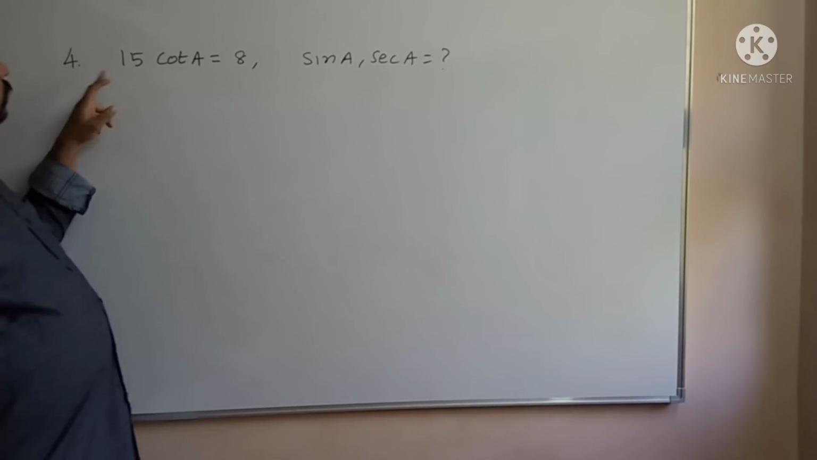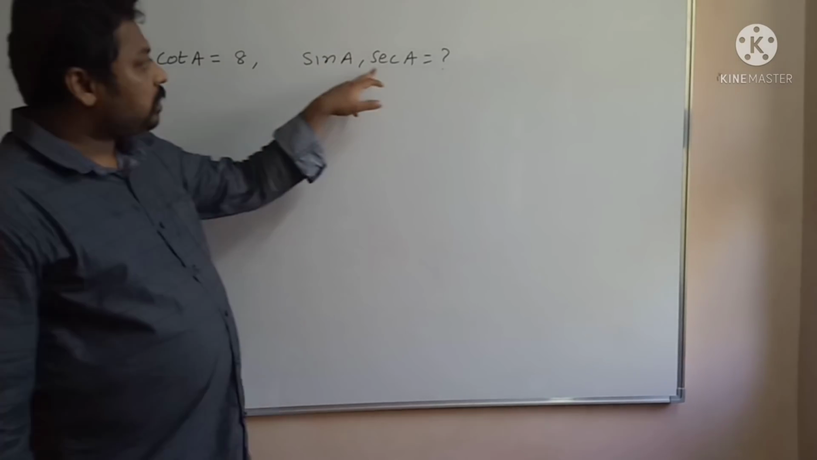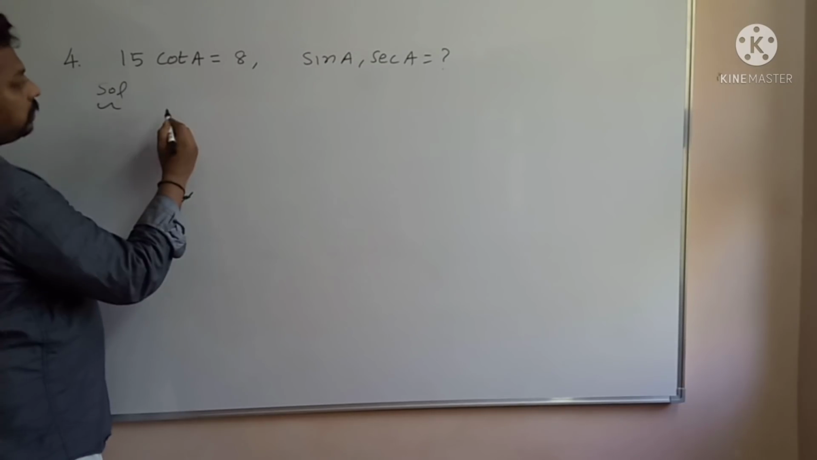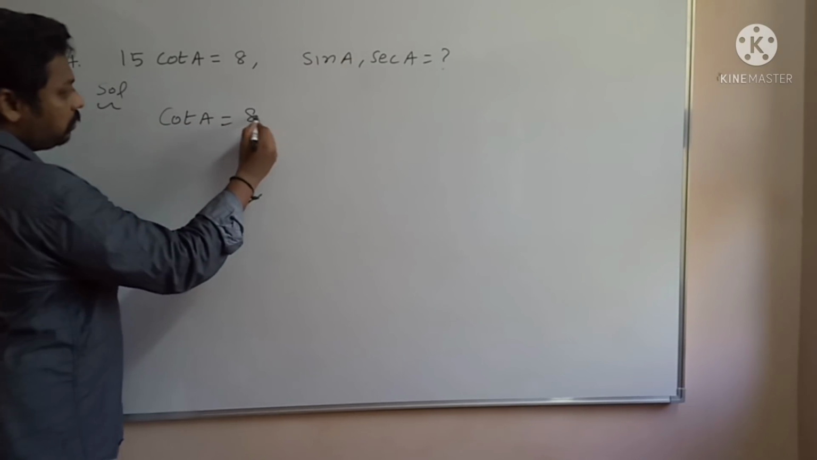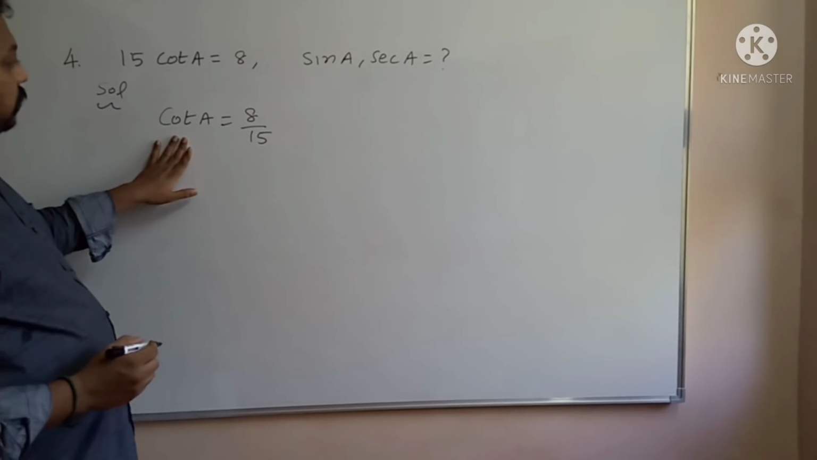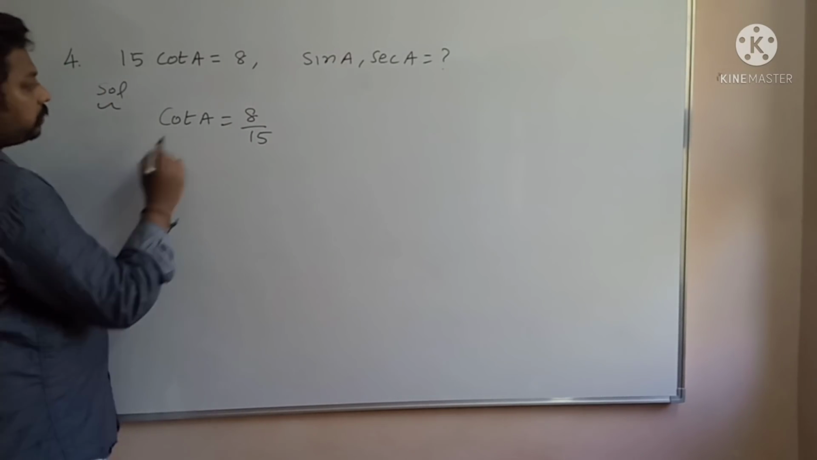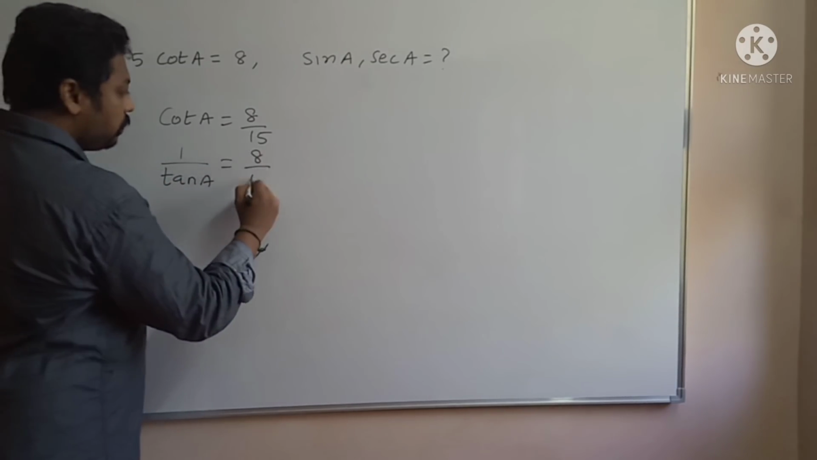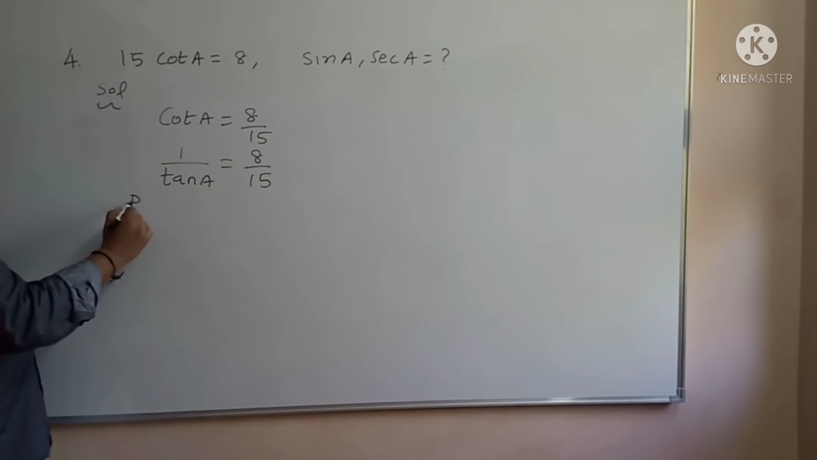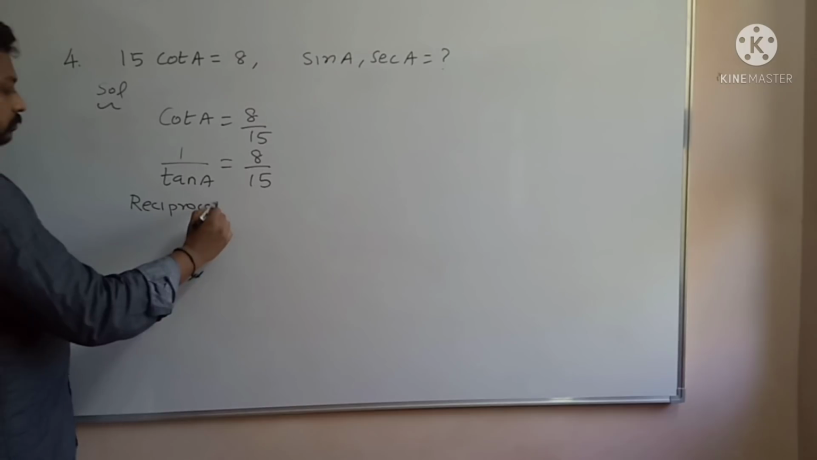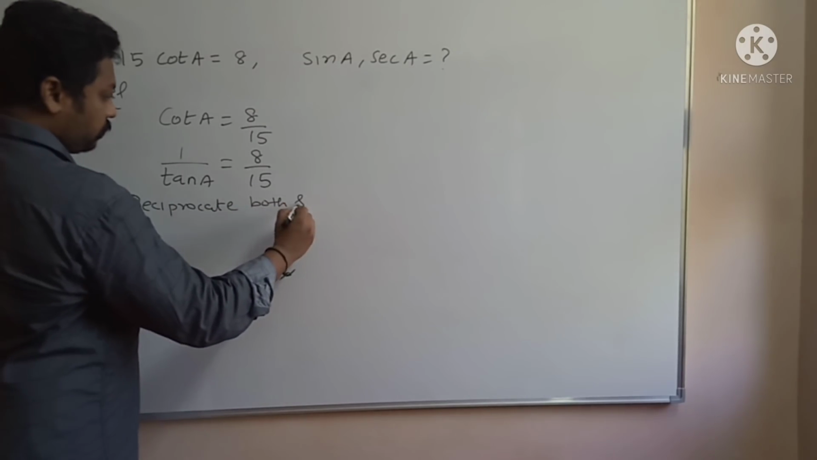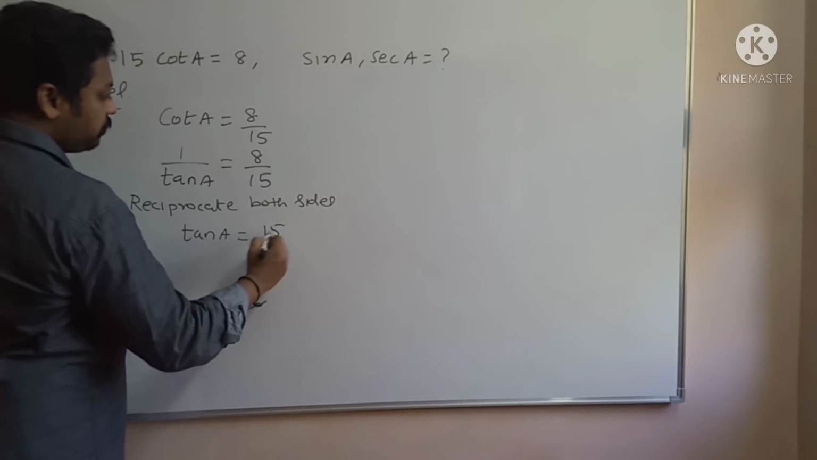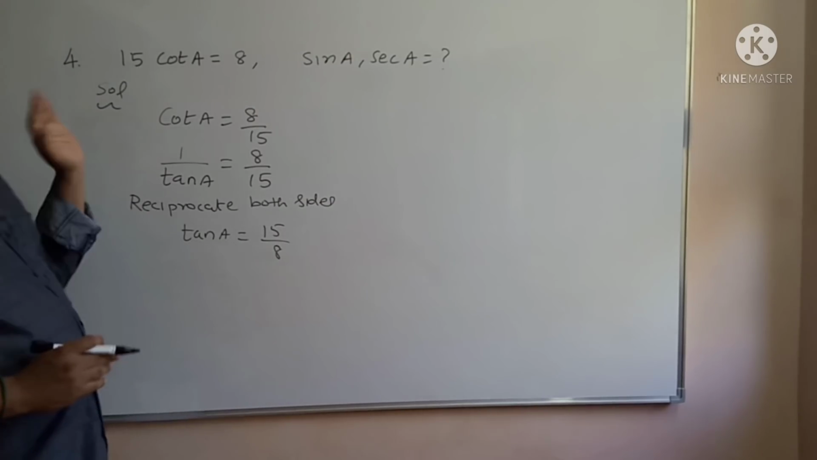Coming to the fourth one: 15 cot A is equal to 8. Find sin A and secant A. Fine. So what is given? 15 cot A is 8, so cot A is equal to 8 by 15, right? What is cot A? It is 1 by tan A. So I am writing cot A as 1 by tan A, which is equal to 8 by 15. So reciprocate both sides. So tan A is 15 by 8. Tan A is the reciprocal of cot A.